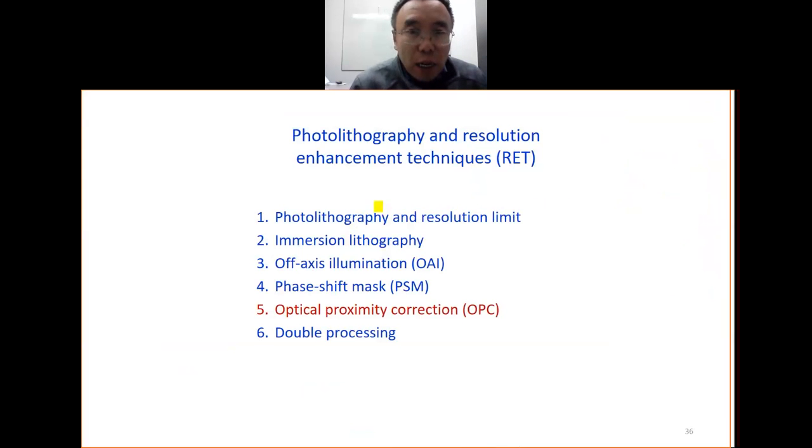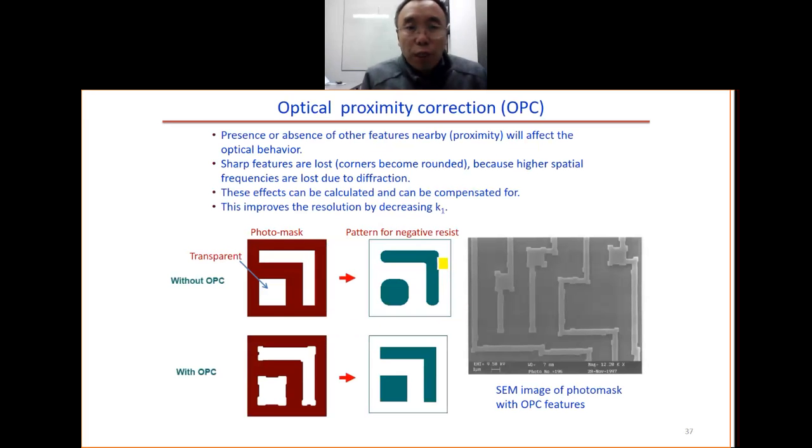So now let's look at the next one, optical proximity correction. We know that because of the diffraction, the sharp features are lost. All the sharp corners become rounded, so we lost the information of the photo mask. But the good thing is that how much light is lost can be calculated. If it can be calculated, then we can do something on the photo mask to compensate the lost light. So this is called optical proximity correction.